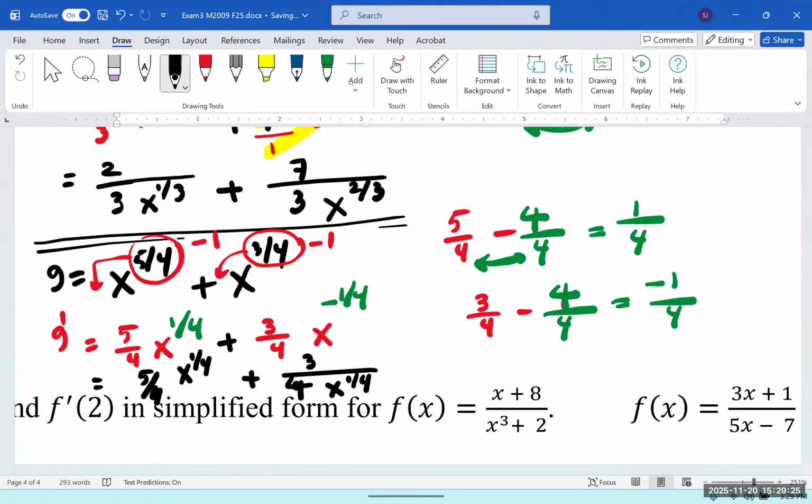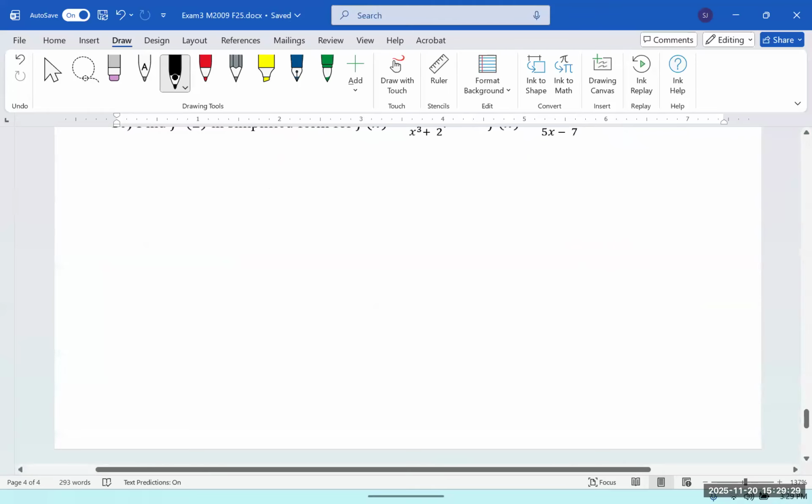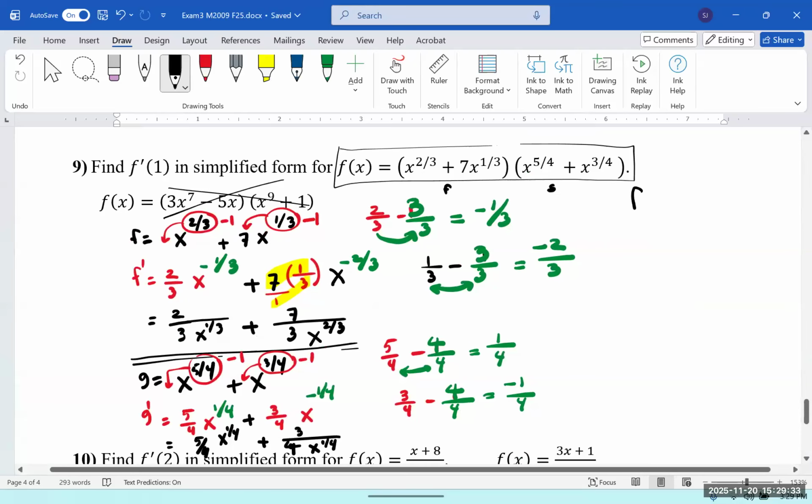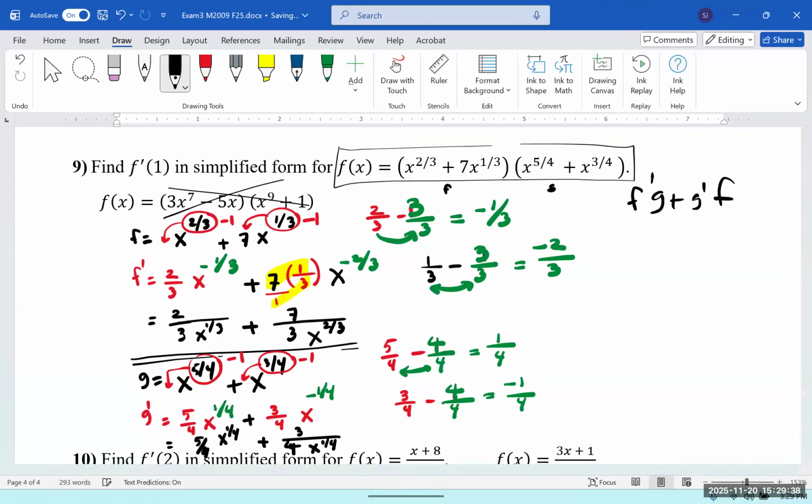And now once you have this, all you have to do is use the formula f prime g plus g prime f. You didn't have to simplify anything because all of these are weird numbers, fractions. So as long as you have that multiplication, you would have gotten all the points.